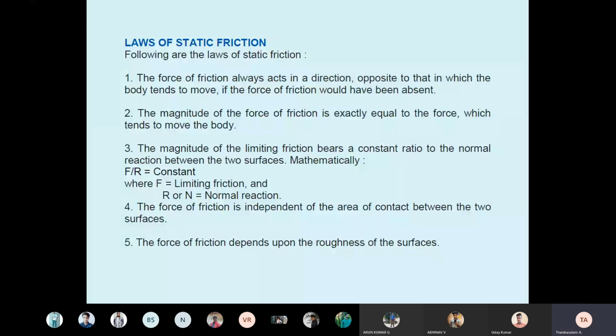The fourth and fifth points are very, very important. The force of friction is independent of the area of contact between the two surfaces. The force of friction depends upon the roughness of the surfaces, whether the surface is smooth or rough.